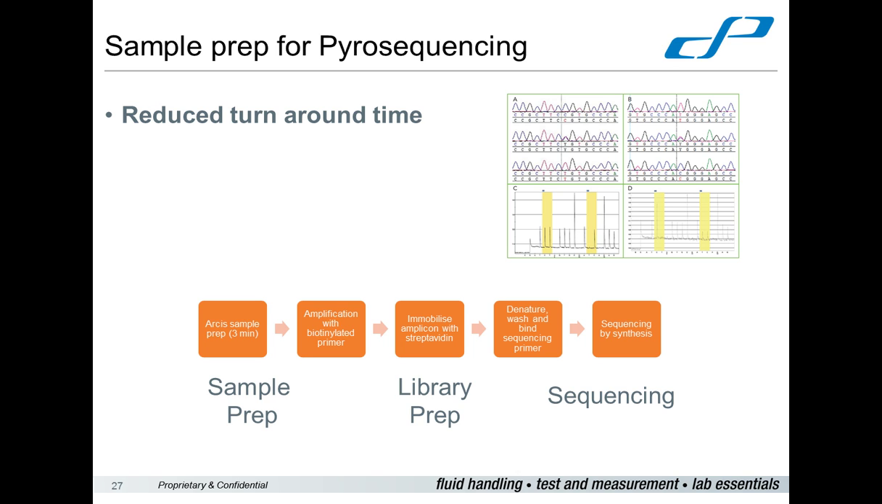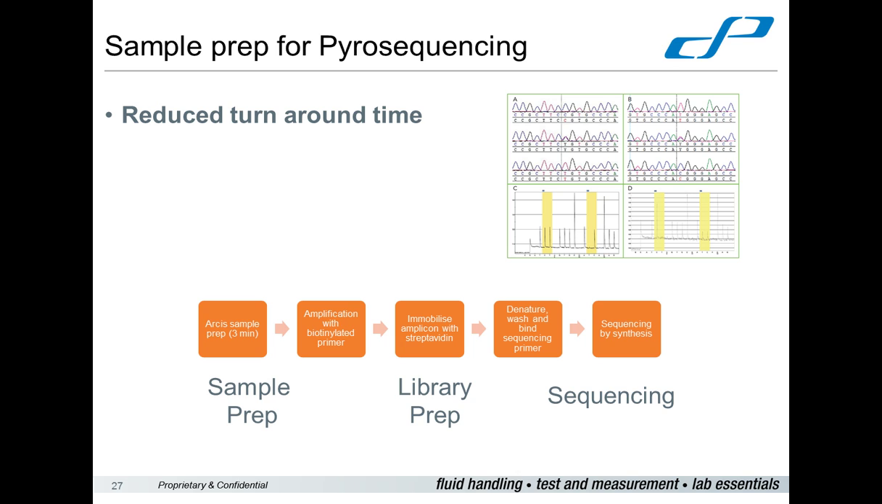One of our scientific team actually worked up the chemistry, the PyroMark chemistry, which was later acquired by QIAGEN. So testing Pyro sequencing was an obvious next step for us. Once we'd investigated the molecular phenomena of PCR, qPCR, we've moved into Pyro sequencing. So what the Arcis kit does in this workflow is dramatically reduce the nucleic extraction time.